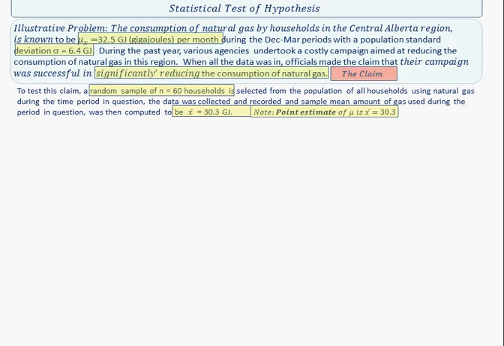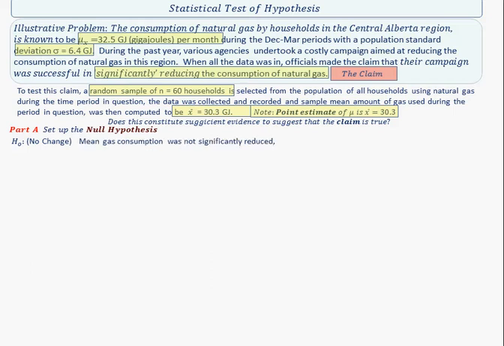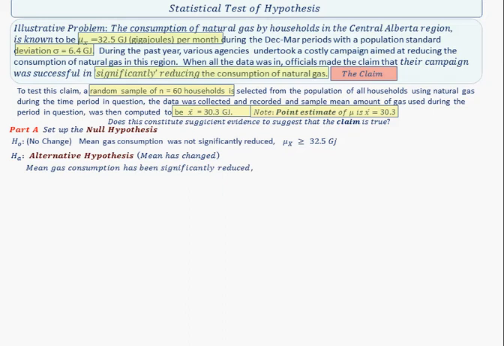And we put the claim here. We're testing if there is enough evidence to suggest the claim is true. So let's begin. Part A, we set up the null hypothesis. The null hypothesis, if you start with the notion of no change, is that the mean gas consumption was not significantly reduced, the mean is actually still the same as it was, 32.5 gigajoules. The alternative is that it has changed. As a matter of fact, you're trying to show that there's evidence to suggest it's been significantly reduced. Mu sub x is less than 32.5 gigajoules.